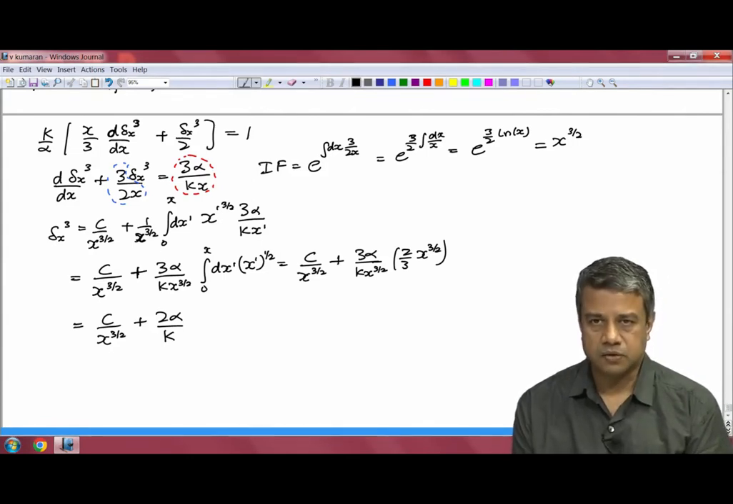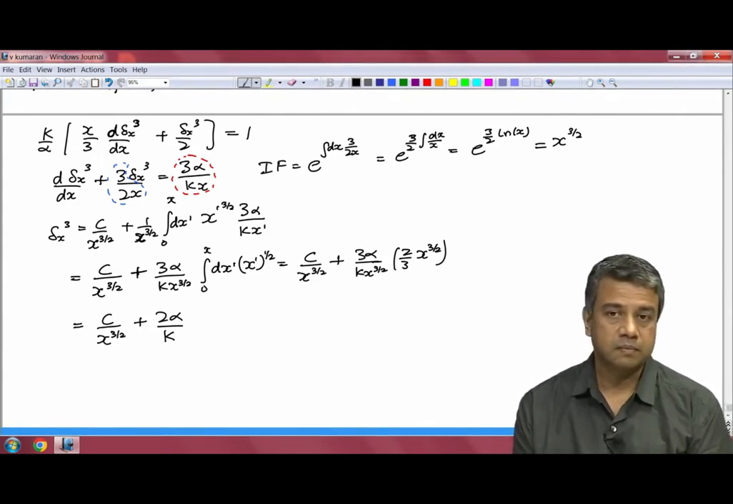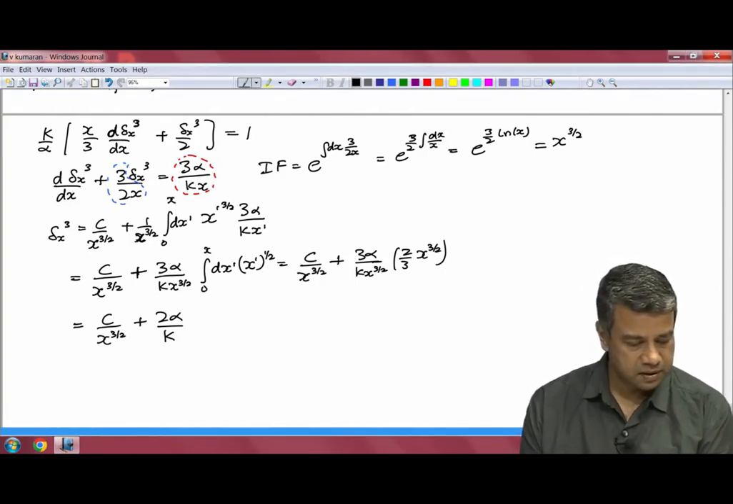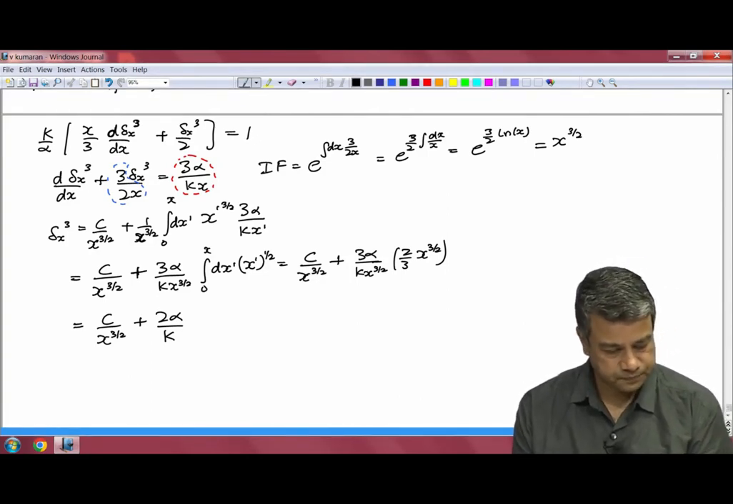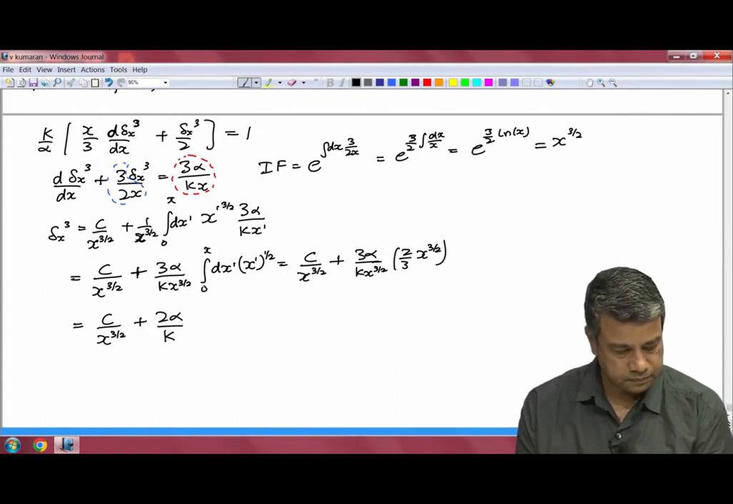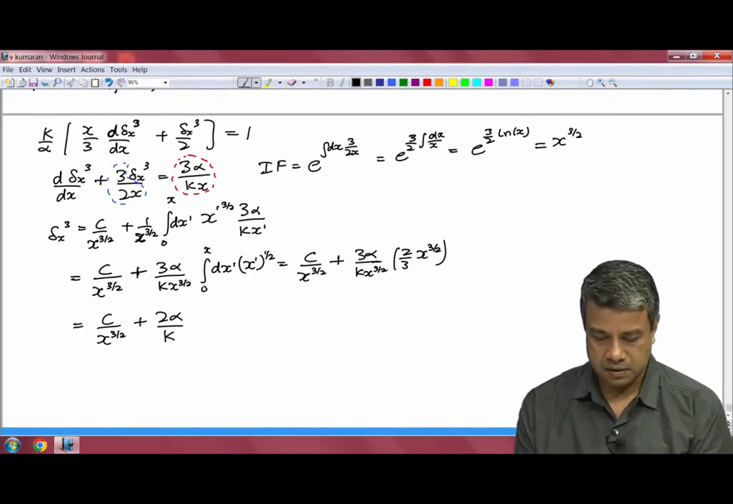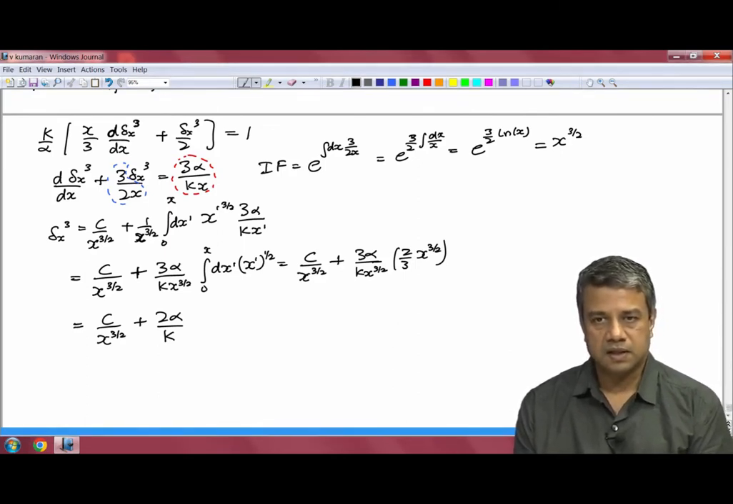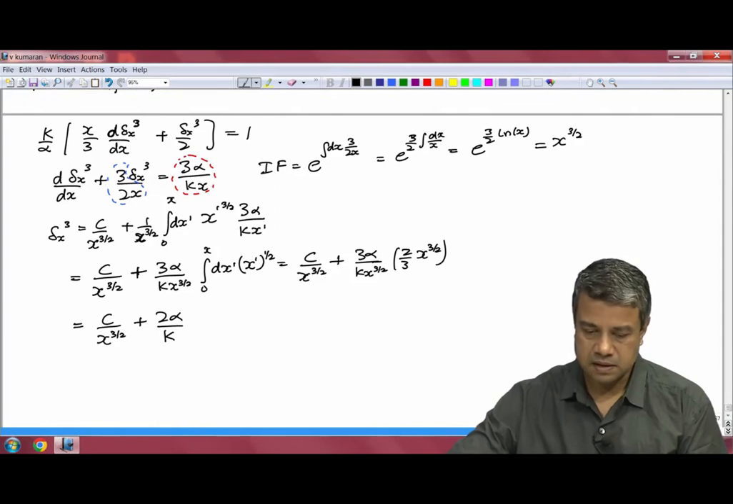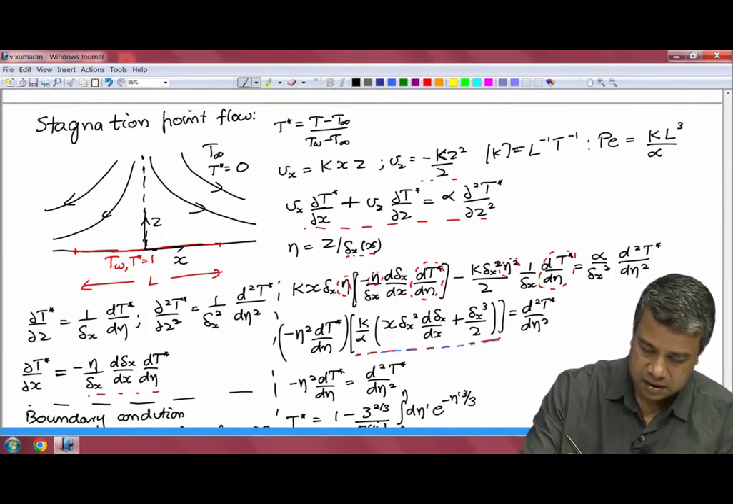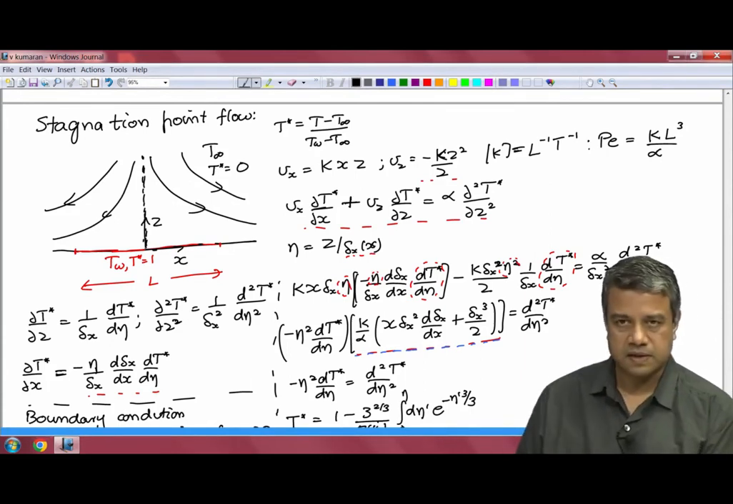So, that is the final solution for the boundary layer thickness. How do we determine the constant? Note that x is equal to 0 is the middle of the stagnation line. X is equal to 0 is the location of the stagnation line.